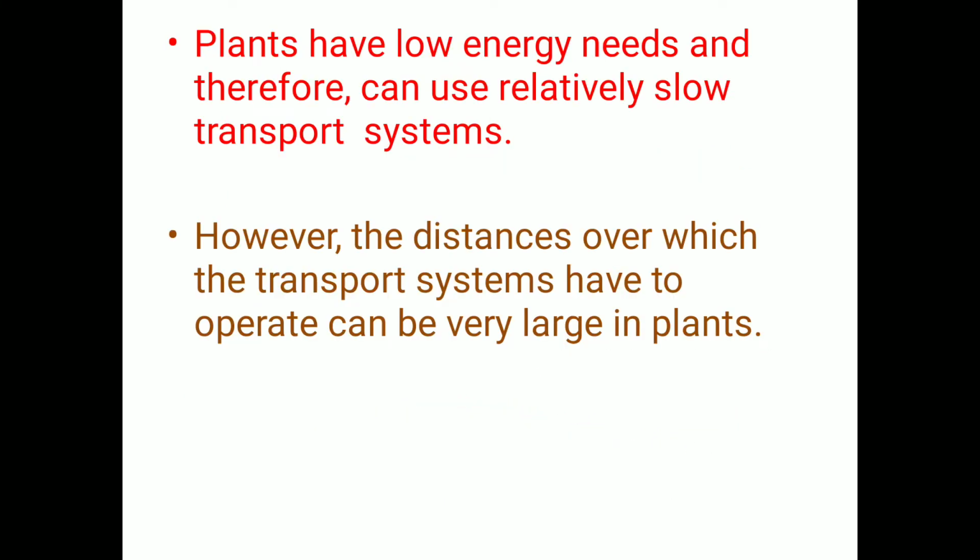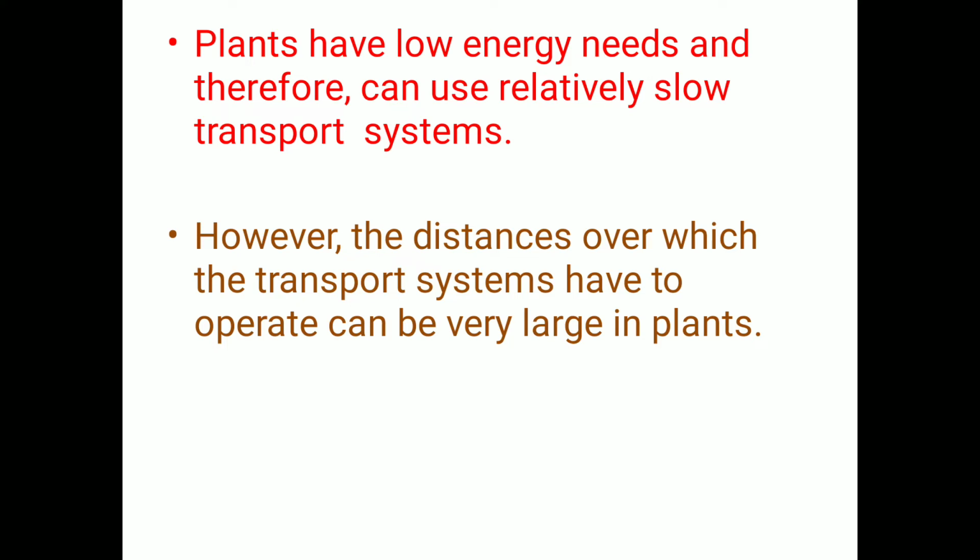So one thing we have to think about is that plants have low energy needs because they are stationary, they do not move, and they have a large proportion of dead cells in many tissues. Dead cells are there because they provide mechanical support. So keeping this in mind, they can have a slow transport system, but the distances over which the transport systems have to operate can be very large.